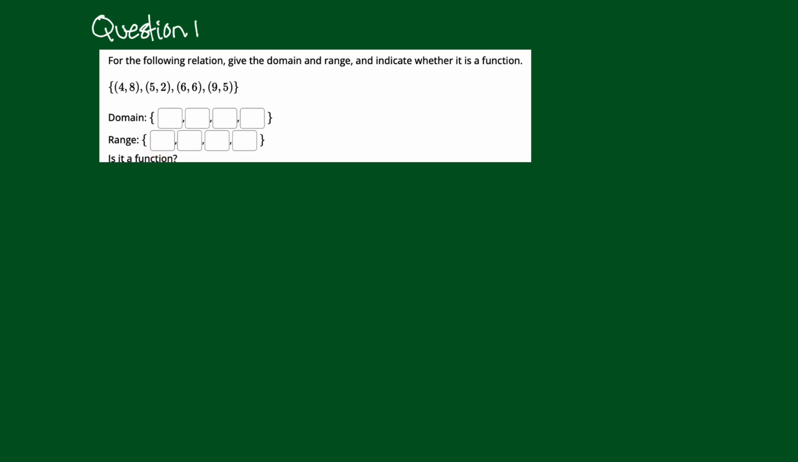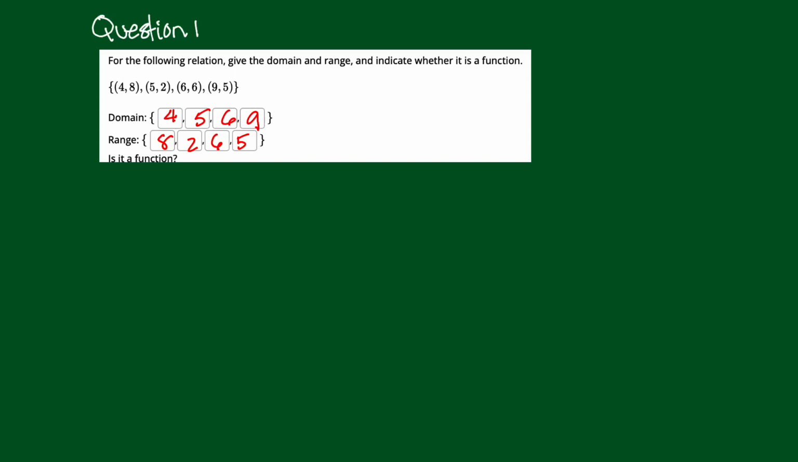this relation a function? Well, first of all, the domain is the set of all first components. So these are our input values. So the domain here is 4, 5, 6, and 9, and it is this 6, right, not this 6, it's this 6 right here. And the range, that's the second components. That's the collection, the set of second components. How about 8, 2, 6, and 5? So put those in. So 8, 2, 6, and 5.